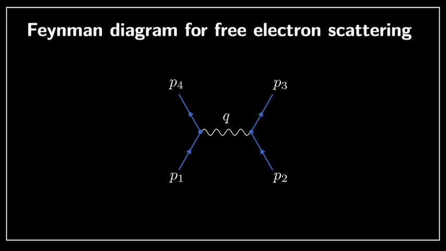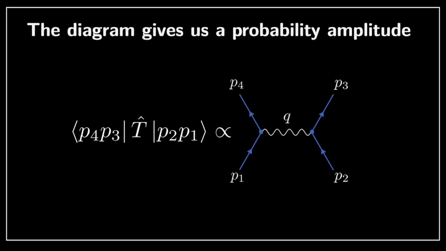We do not know which electron is which, of course. We know we are really doing quantum mechanics, but the point remains that you can describe this theoretically, and this Feynman diagram gives us a probability amplitude, which is here. So basically a matrix element, as we have seen, between the incoming electron described by P1, P2, and the outgoing electron described by P3, P4, and this operator is a scattering operator.